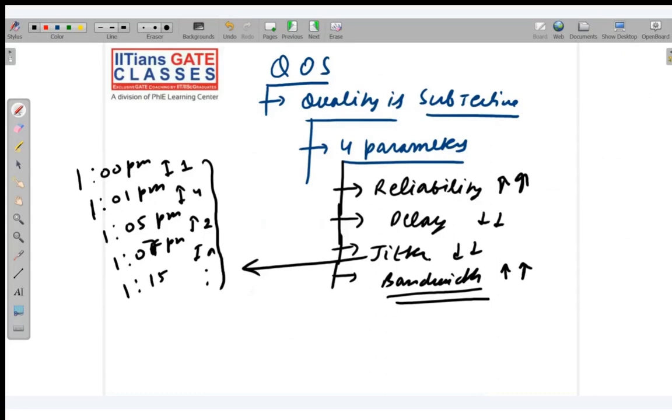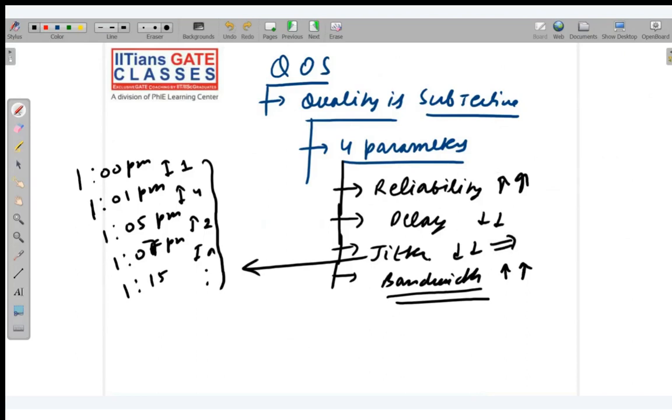Like, for example, if you are watching a video or some movie and there is an uneven delay, then you will find buffering and so on. That will create problems for you, na? And you will lose interest in the movie and so on. So that is not a good idea. So jitter means uneven delay in arriving of packets.